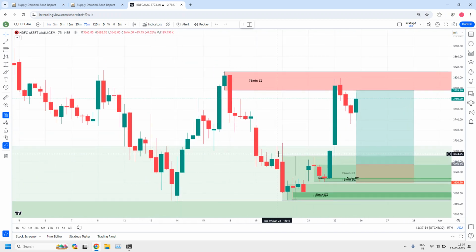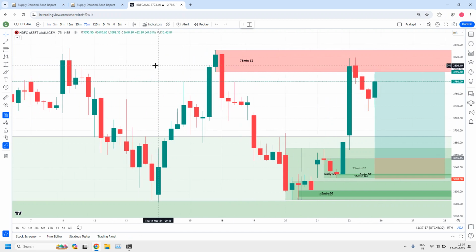So this is about our HDFC WIT trade, bullish trade analysis. Hope this analysis will be helpful to you. See here, we didn't limit ourselves to fine tuning to 75 minutes time frame.